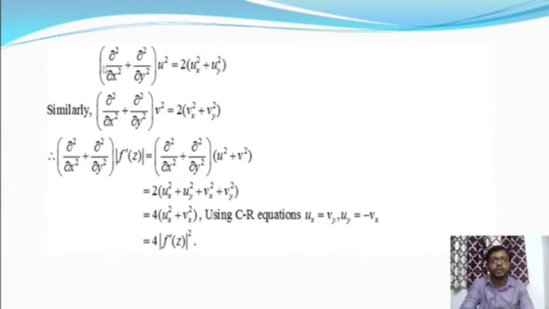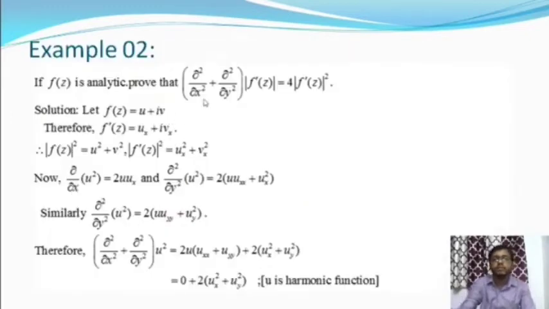Okay, so a similar thing will happen for the function v square. So del 2 del x square plus del 2 del y square of v square will also be 2 into (vx square plus vy square). Okay, so actually my problem is we have to prove that del 2 del x square plus del 2 del y square of mod f dash z is equal to this, where f dash z is equal to ux square plus uy square, and f of z is equal to u square plus v square.